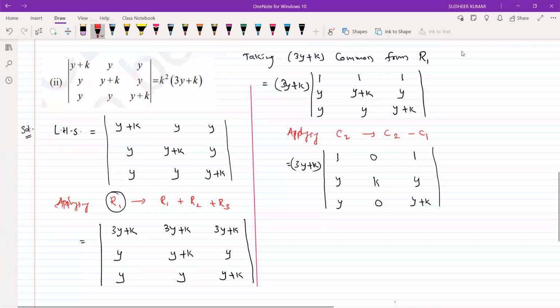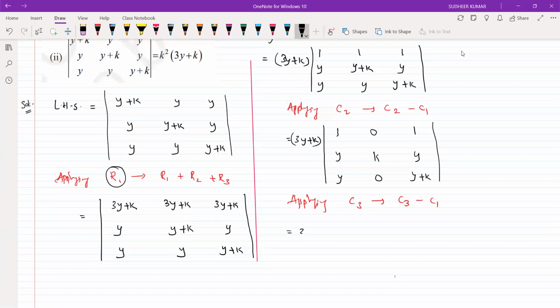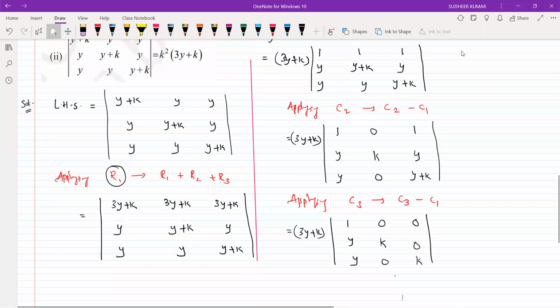Yes, sir. Right. So now again applying C3 changed as C3 minus C1. Then the first element 1 remains the same. Here the last element we are going to make 0. Now this is 3y plus k times the determinant: 1, y, y; 0, k, 0; 1 minus 1 is 0, y minus y is also 0, y plus k minus y is k only. Now expand it.